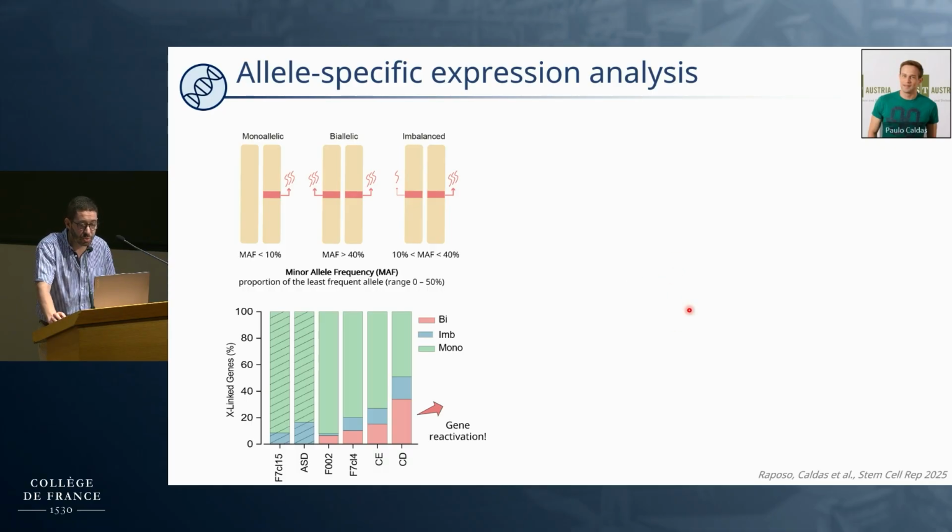So to look at the erosion process in more detail, we needed some allele-specific analysis. What we did was identify genetic variants using exome sequencing to distinguish alleles of multiple X-linked genes in our different cell lines. The first thing we did was categorize genes as monoallelic, biallelic, or imbalanced according to their minor allele frequency. What we observed was that the biallelic category increases in our eroded lines, in accordance with the degree of erosion that I showed you was different.